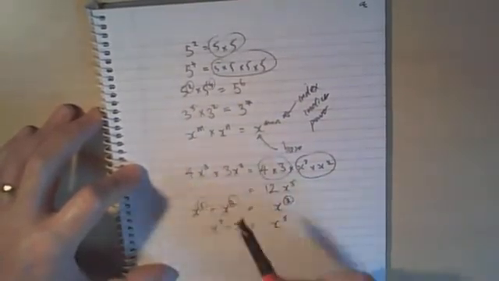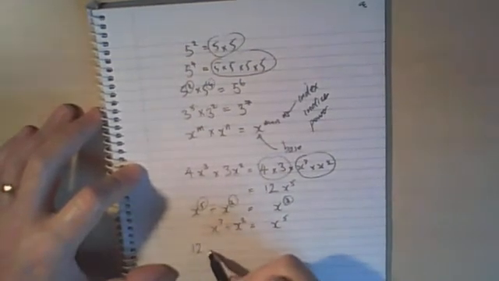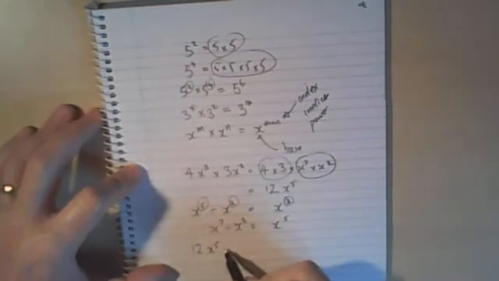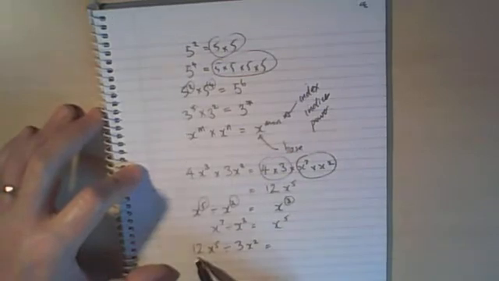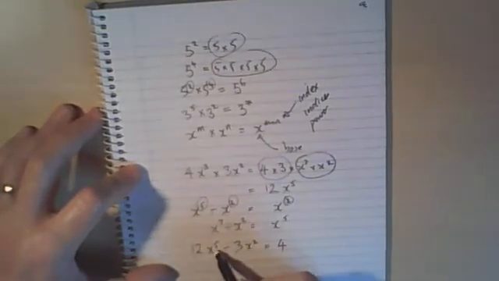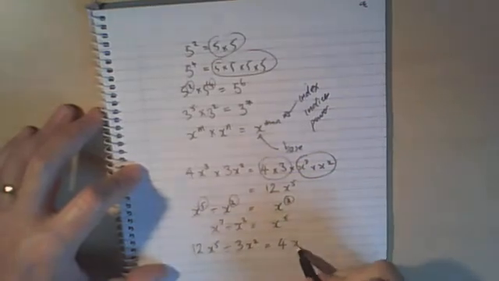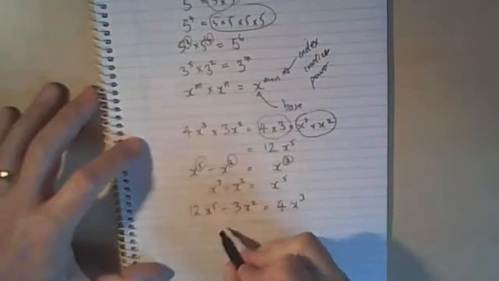If we have numbers, you then have to do it differently. So if you've got 12x to the power of 5 divided by 3x squared, well, we can do 12 divided by 3, it's 4, and we do x to the power of 5 divided by x squared, it's x cubed.